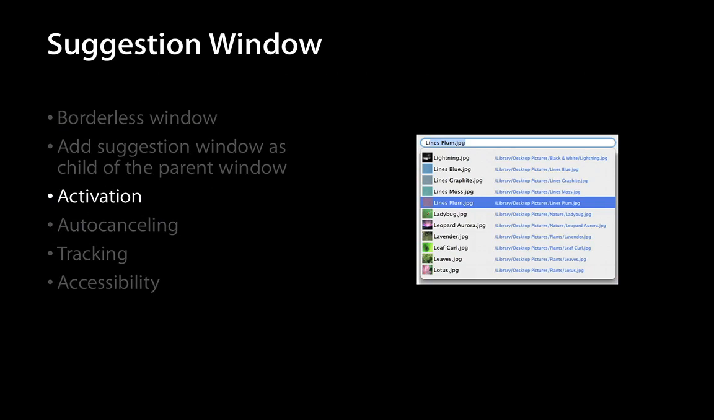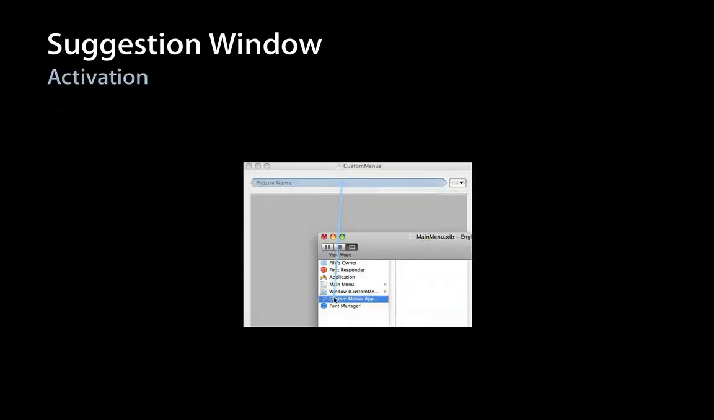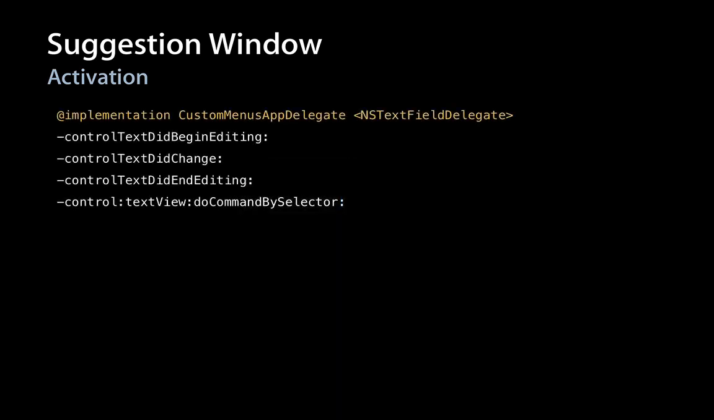When do we want to activate our suggestions window? And how do we get that to work? So in Interface Builder, I went ahead and wired up the text field to the Custom Menus Application Delegate class, and I set it as the delegate of the text field. Then I went ahead and implemented the NSTextField delegate methods. In this case, controlTextDidBeginEditing. The user started typing something. This seems like a wonderful place to go ahead and start putting up a list of suggestions.